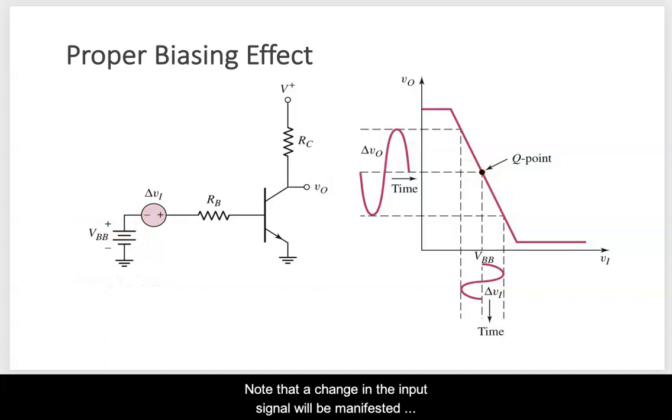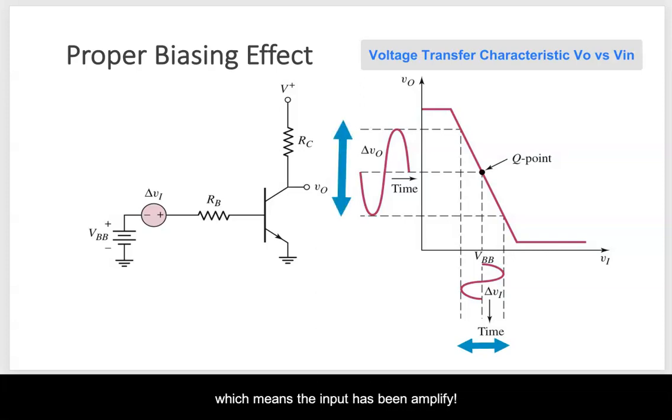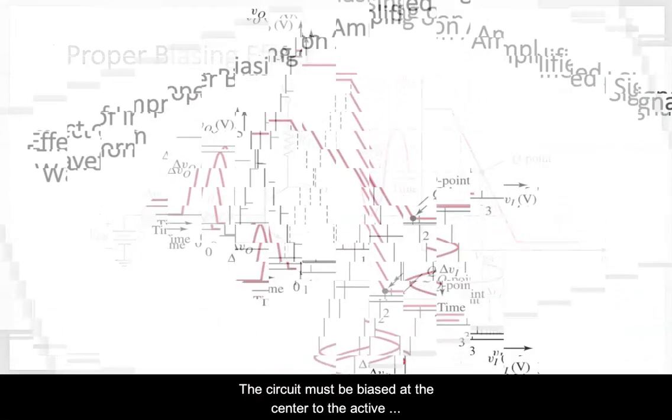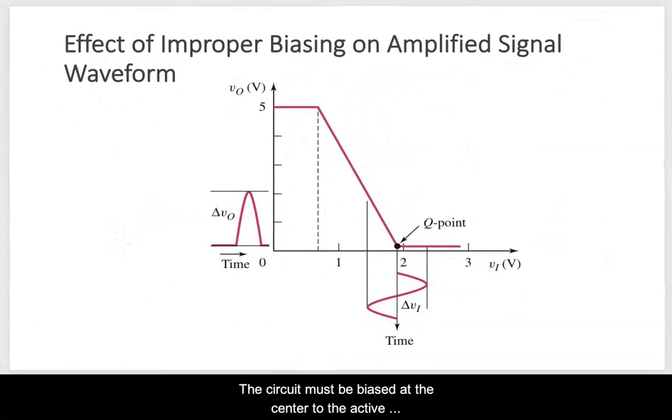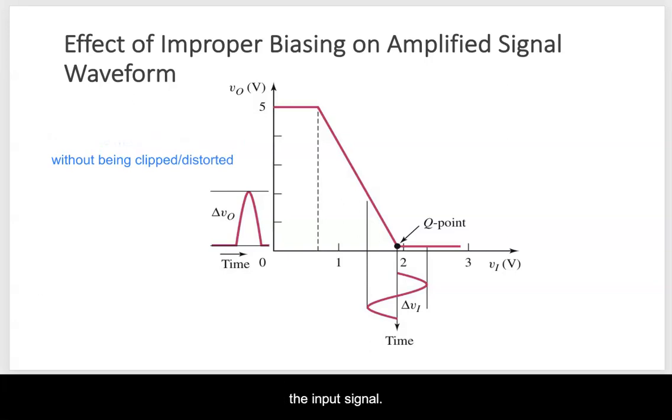Note that a change in the input signal will be manifested at the output voltage, and if the magnitude of the voltage transfer characteristic is more than 1, or unity, the time-varying output signal will be larger than the input, which means the input has been amplified. The circuit must be biased at the center of the active region in order to get the desired output signal, where the output replicates the shape of the input signal.